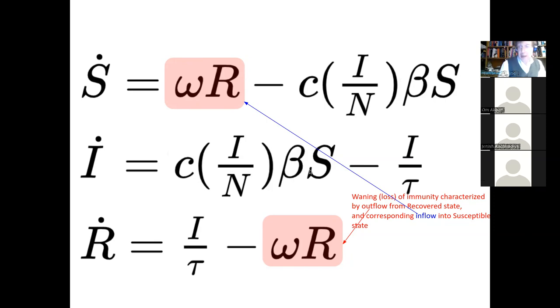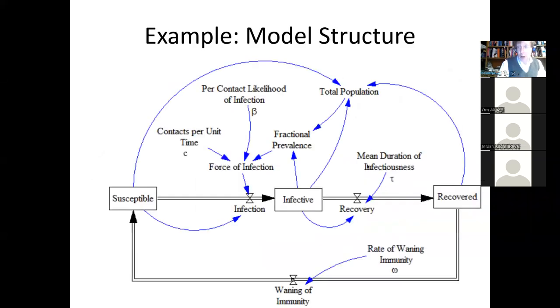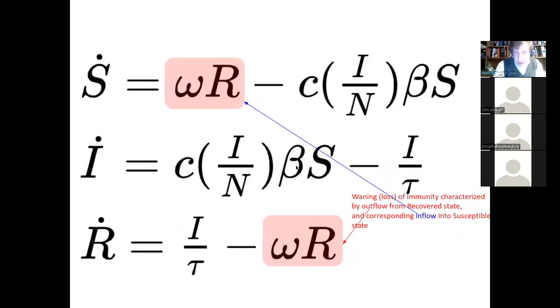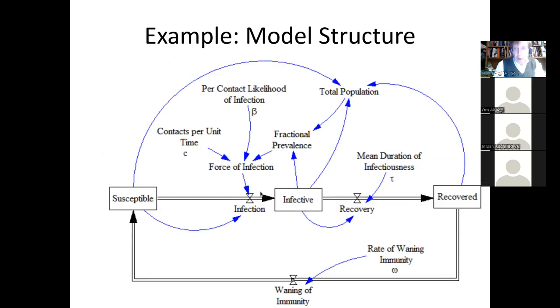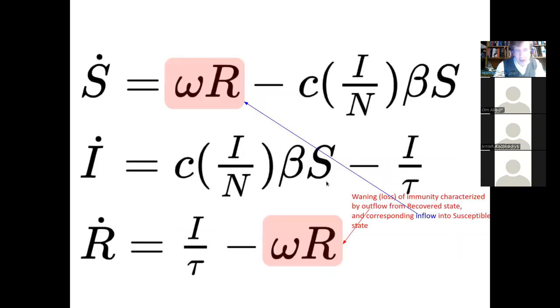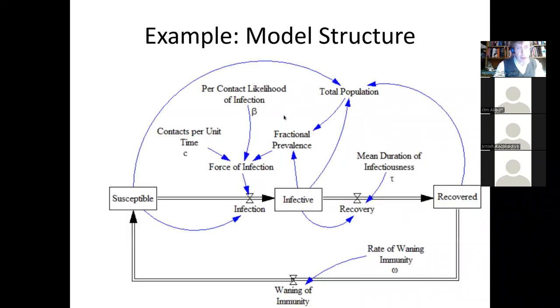What is C times I over N times beta times S? Where is that in this model? Tell me where it is. Hope we don't have to have an Easter egg hunt here. Where does this term correspond to something in the model? Is it the total population? Is it the waning of immunity? Where can I find this term? What does this term correspond to in this model? Oh, come on.